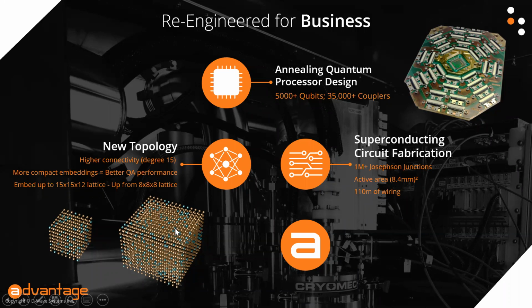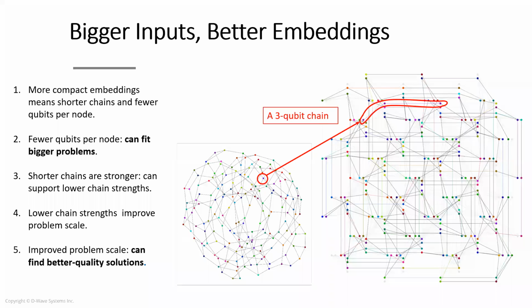And the fundamental point here is that a more compact embedding or compact representation of a problem basically translates into higher performance for quantum annealing. So you've got larger problems, more complex problems represented more compactly, and that gives us better performance. So I want to show another view of that here.